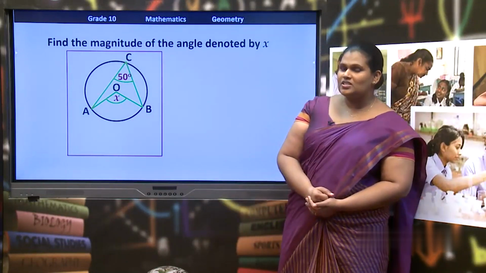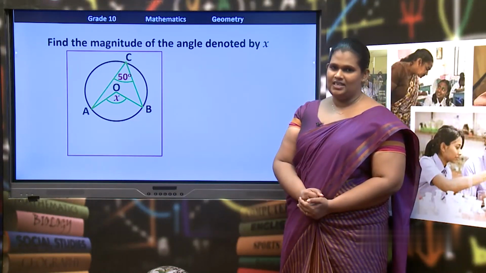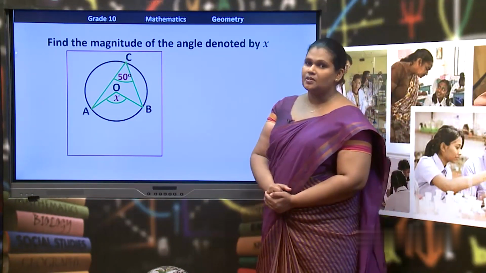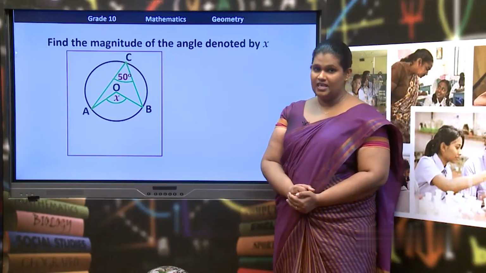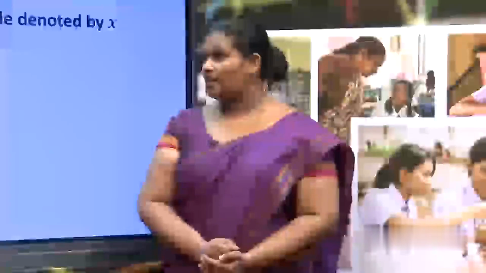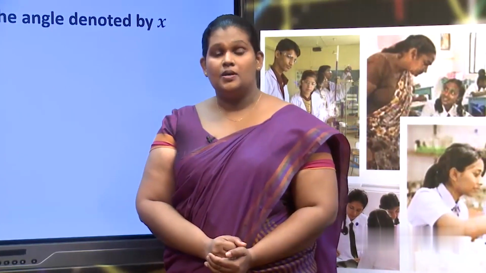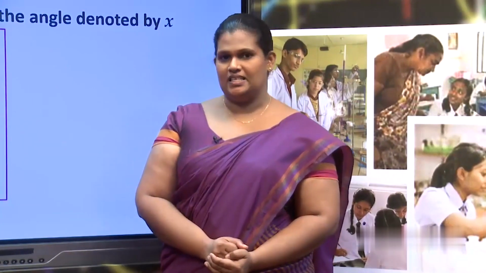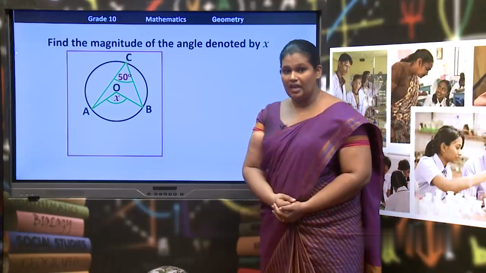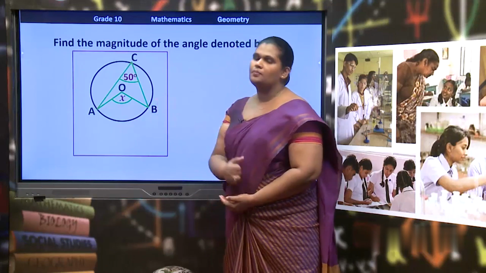Now, to this question, we can consider the theorem we have just learned. Right. What does the theorem say? It says the angle subtended at the center of the circle by an arc is equal to twice the magnitude of the angle subtended by the same arc on the remaining part of the circle. Right. That means angle AOB should be equal to twice angle ACB.